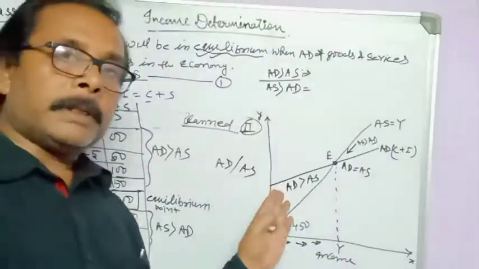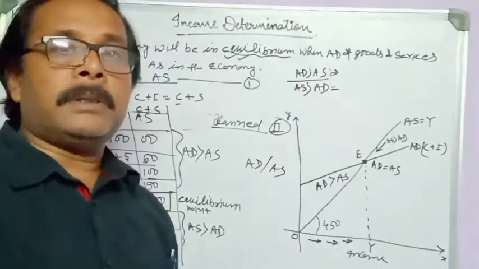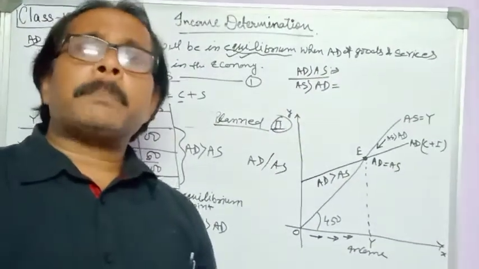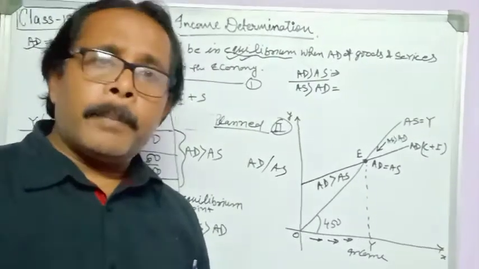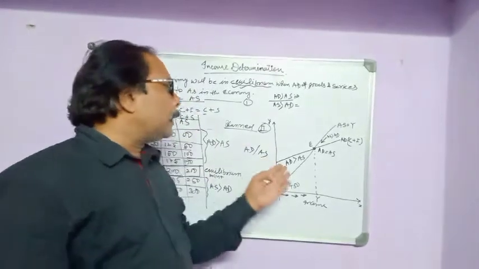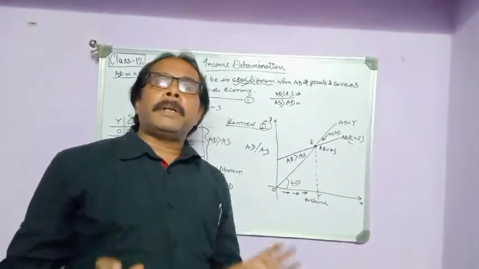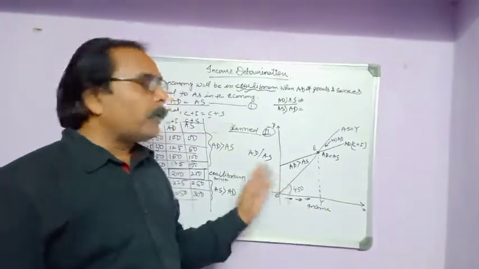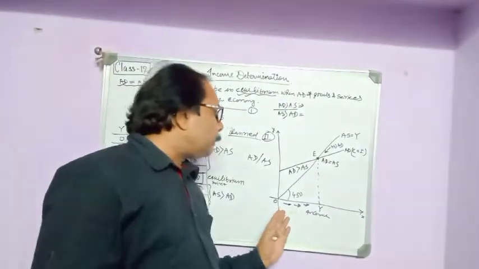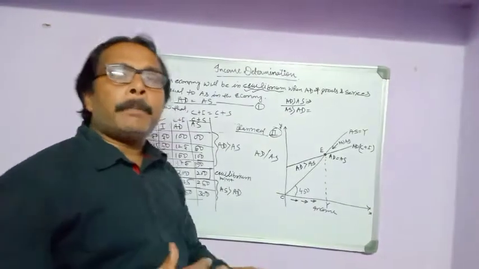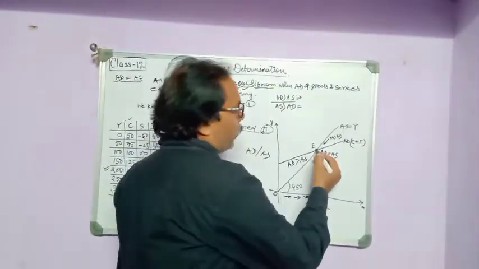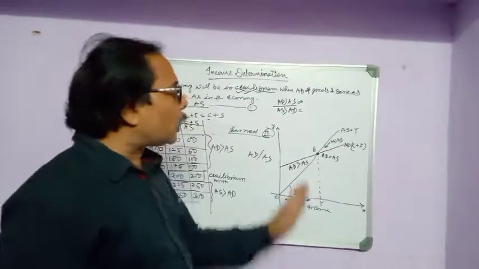If AD is greater than AS, it means all the households and the firms are ready to spend their money more and more. Here the consumption level is very high, and the firm is unable to maintain the desired level of inventory. So to maintain the desired level of inventory, it will increase the output by employing more and more people, and this will continue till the equilibrium level is obtained.